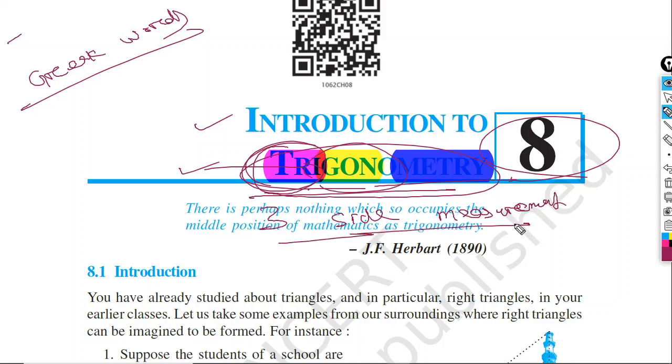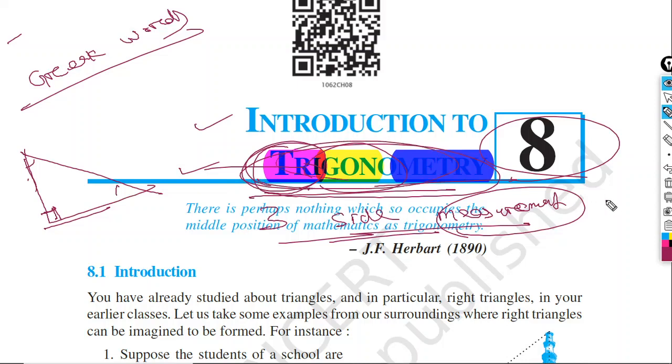So three side measurement, that means here we will deal with three sides, basically a triangle, and here we are going to deal with right angle triangles and their measurements. Right angle triangles and the measurements of sides with respect to the angles. So this is what we are going to deal with in this chapter on trigonometry.